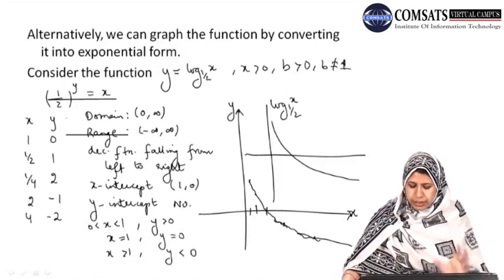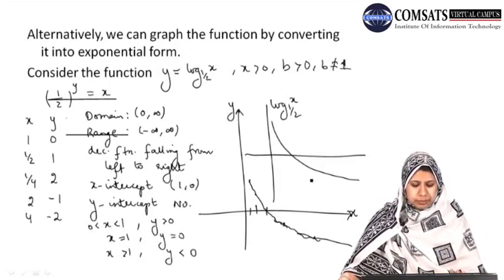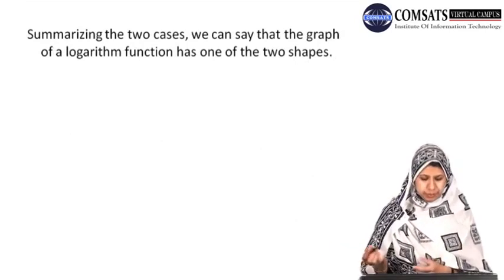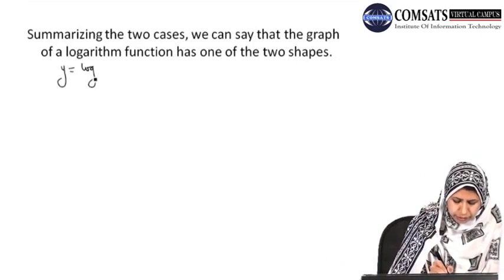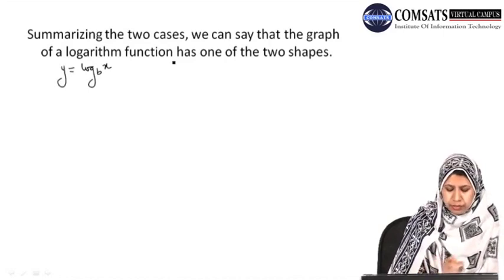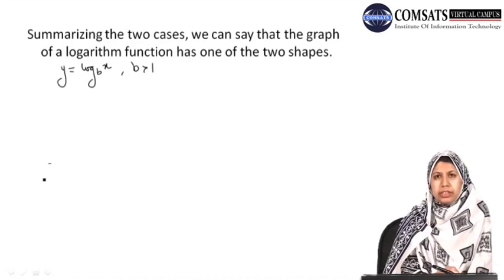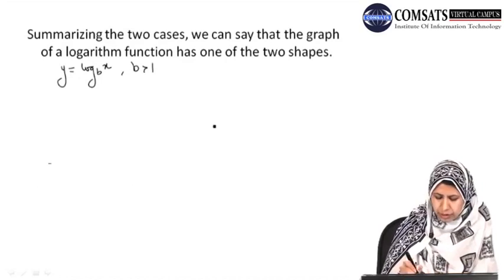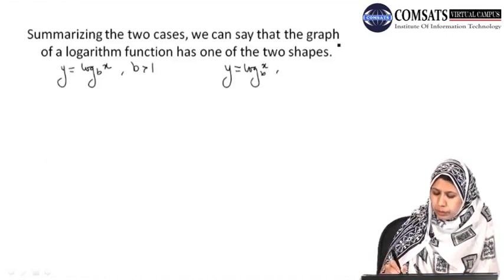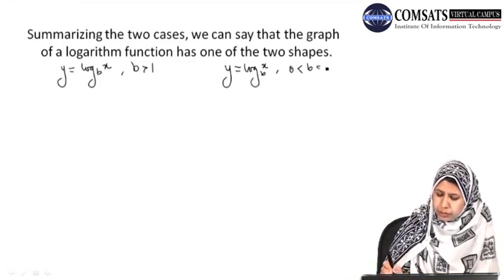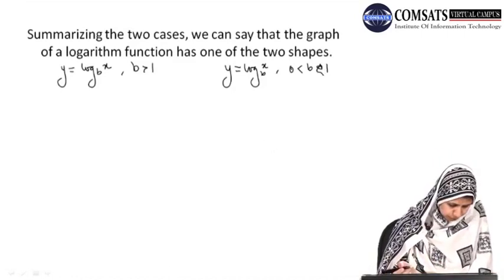So we have sketched the graphs of two log functions, and now we will summarize the properties of the two cases. Okay, the first case was y equals log of x to the base b when the base b is greater than 1. That is, the first case was when we considered the graph of log of x to the base 10. And the second case was y equals log of x to the base b when the base strictly lies between 0 and 1. That is our case when b is equal to 1/2.